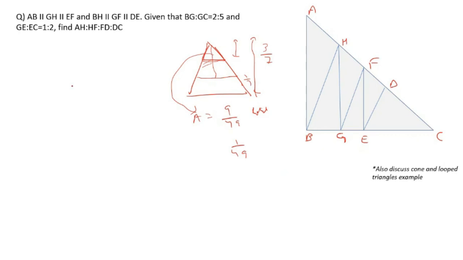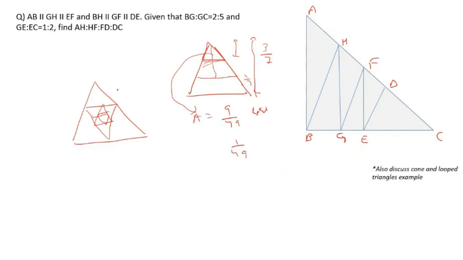One more question that used to come was the loop triangles example, and this has come in CAT directly. Midpoints are joined, and there's an infinite loop of triangles. It's an equilateral triangle. Midpoints are joined to form another triangle. Then again the midpoints are joined to form the third triangle, then the fourth triangle, and so on. All these are equilateral triangles. So if you do this infinitely, what will be the total area of all the triangles?